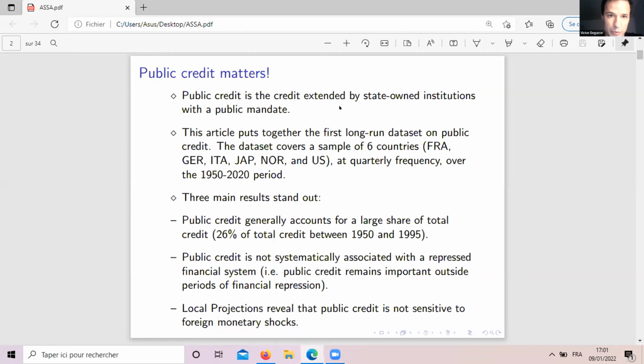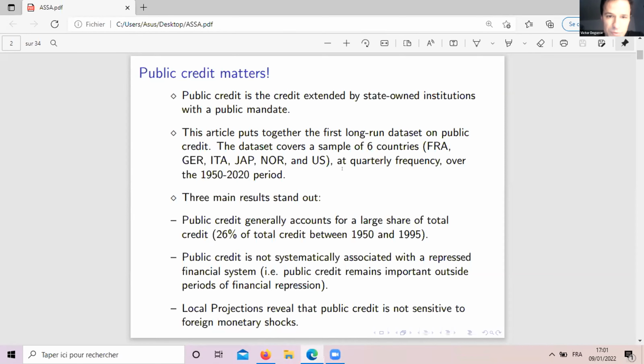So this article puts together the first long-run data set on public credit. The data set covers a sample of 6 countries: France, Germany, Italy, Japan, Norway, and the US. Quarterly frequency over 70 years, so 1960 to 2020. Let me quickly say that this is a very preliminary version of the data set. I'm currently including roughly 15 other countries, mainly developing countries. And again, I will explain why in a minute.